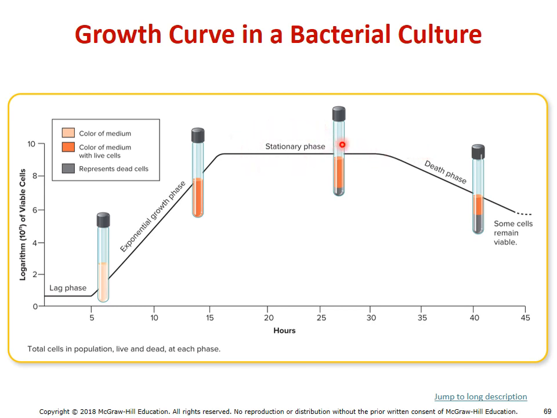But whenever resources run out and waste starts to build up, notice we progress from stationary into a downhill slide known as the death phase. With death, we see again decreased numbers of organisms, because again resources are now becoming almost impossible to find.